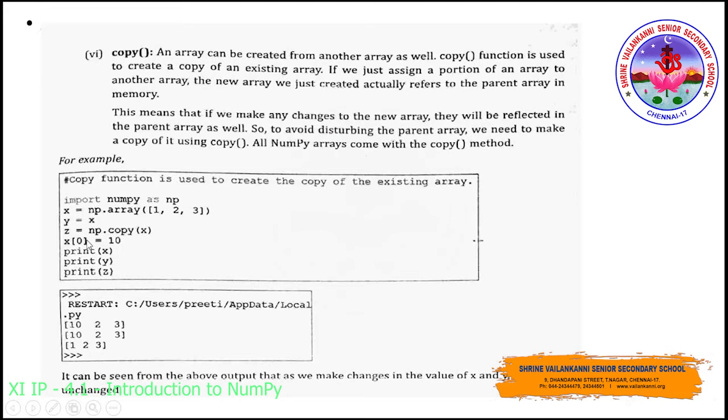So x is equal to np.array of 1, 2 and 3. They have passed a list to the array method and the array has been created for the variable x. And y equal to x represents the values of x will be assigned to y. And z equal to np.copy of x, which means for the variable z, I'm making use of the copy function, and inside the copy function I have used the variable x. So the values which we have created for x will be assigned to the variable z. So the existing array will be assigned to the variable z.